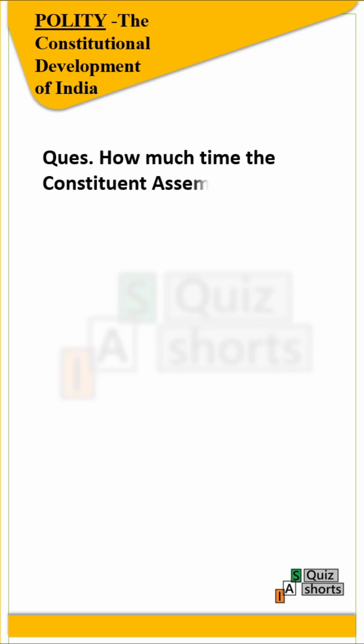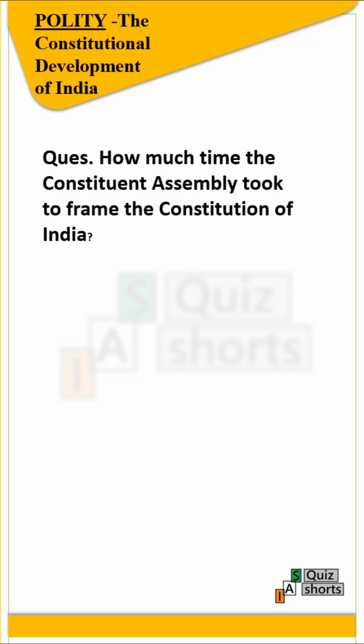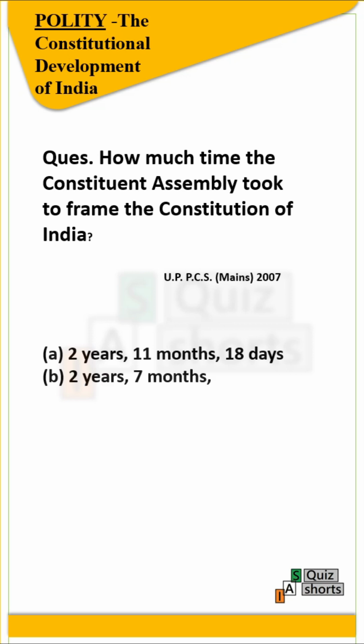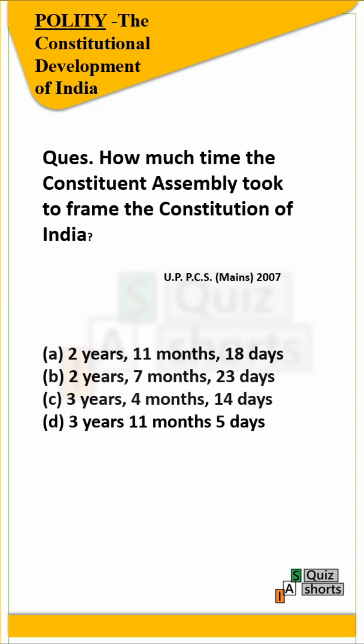How much time the Constituent Assembly took to frame the Constitution of India? 2 years 11 months 18 days, 2 years 7 months 23 days, 3 years 4 months 14 days, 3 years 11 months 5 days. Answer is option A 2 years 11 months 18 days.